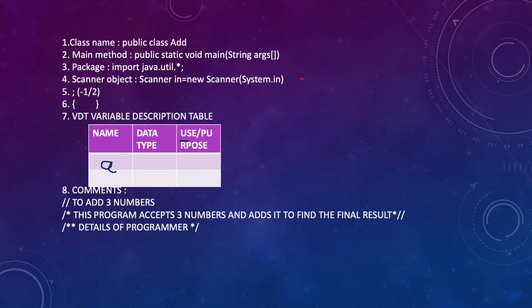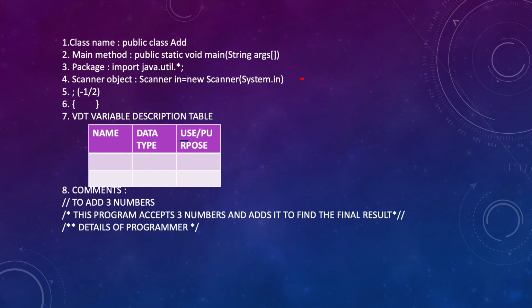This is the ideal way to solve a program, and after that you give the VDT, because ICSE wants that children should explain the logic also in brief. That's why you write this table: the name of the variable, then the data type, int, double, float, whatever it is, and the use or the purpose in the program. Please fill all the 3 parameters.